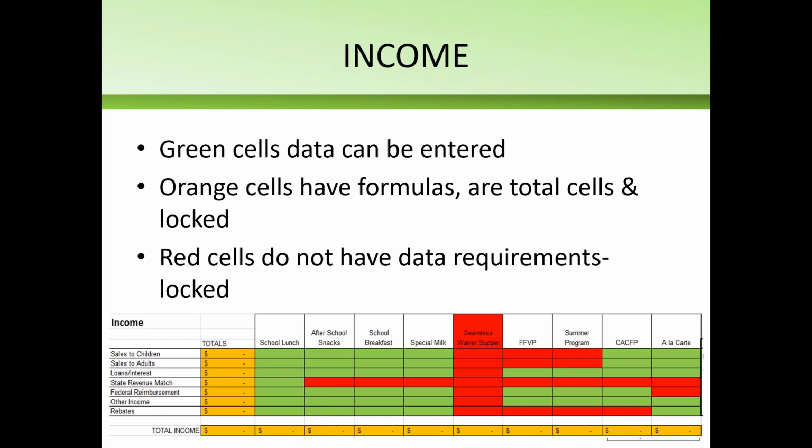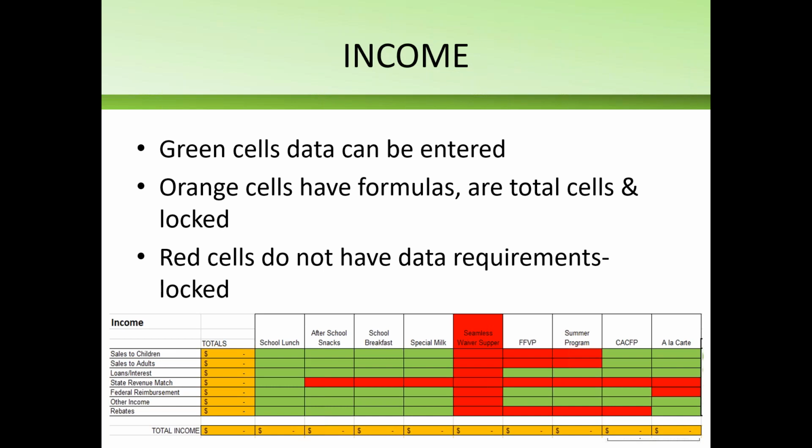So let's look at the state revenue match. The only green cell is for school lunch. The red cells mean there's no data to enter there. There's nothing to look up, there's nothing to save, there's nothing to find. There is no applicable data for those programs. Anything that has a green cell can have applicable data.